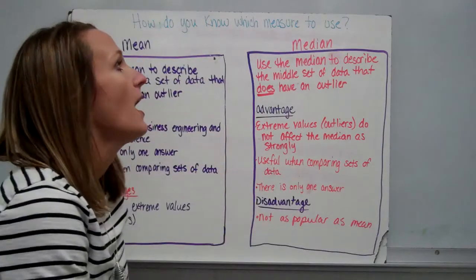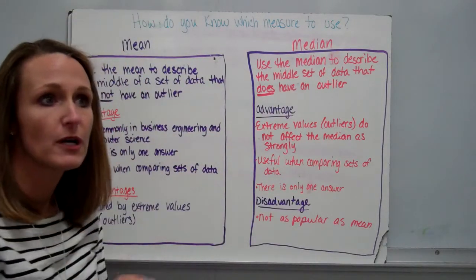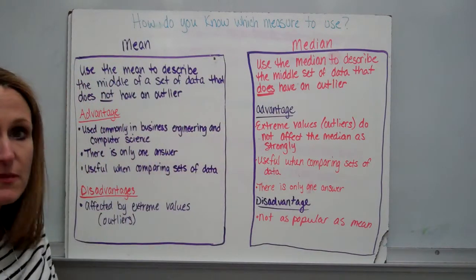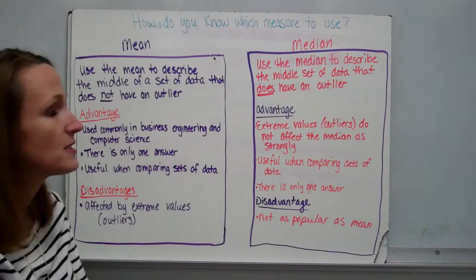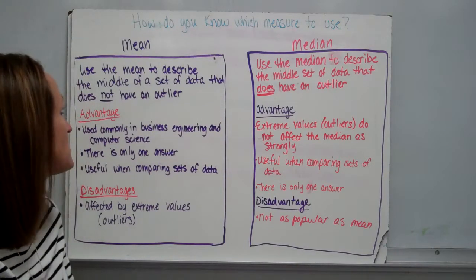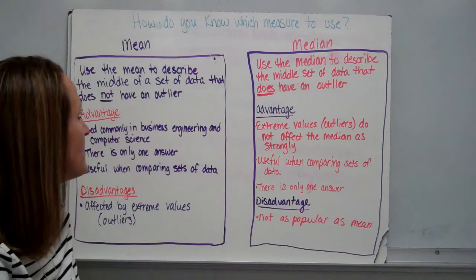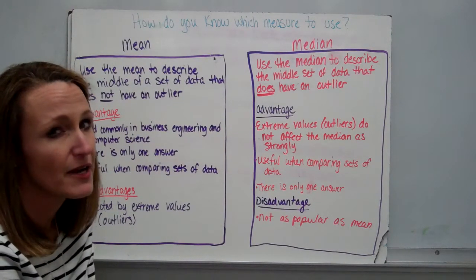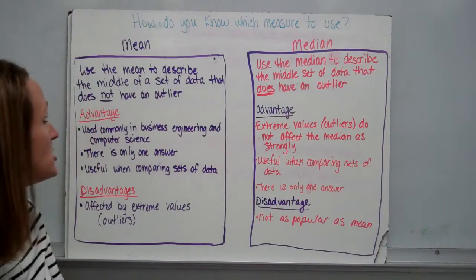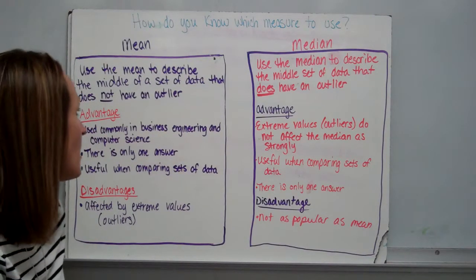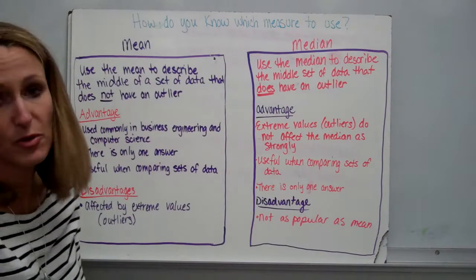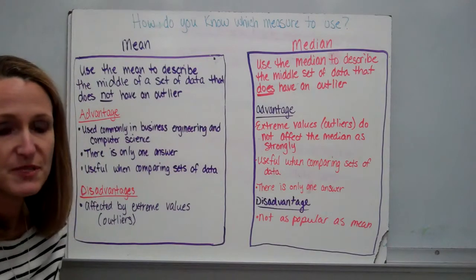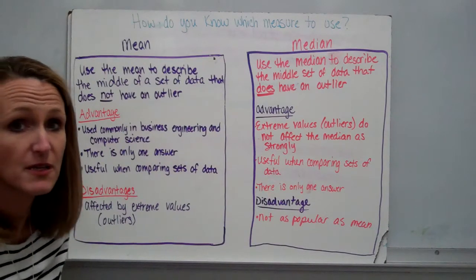Okay? How do we know which one we want to use when we're looking at our data? So let's look at some information. So the mean. Let's look at some pros and cons, or advantages and disadvantages. So to use the mean to describe the middle of a set of data that does not have an outlier. Remember I said if you've got an outlier, it can sway your data. So advantages to the mean. It's used commonly in businesses, engineering, and computer science. There's only one answer. Once you add everything up and divide by the number of numbers, there's going to be a solid answer.